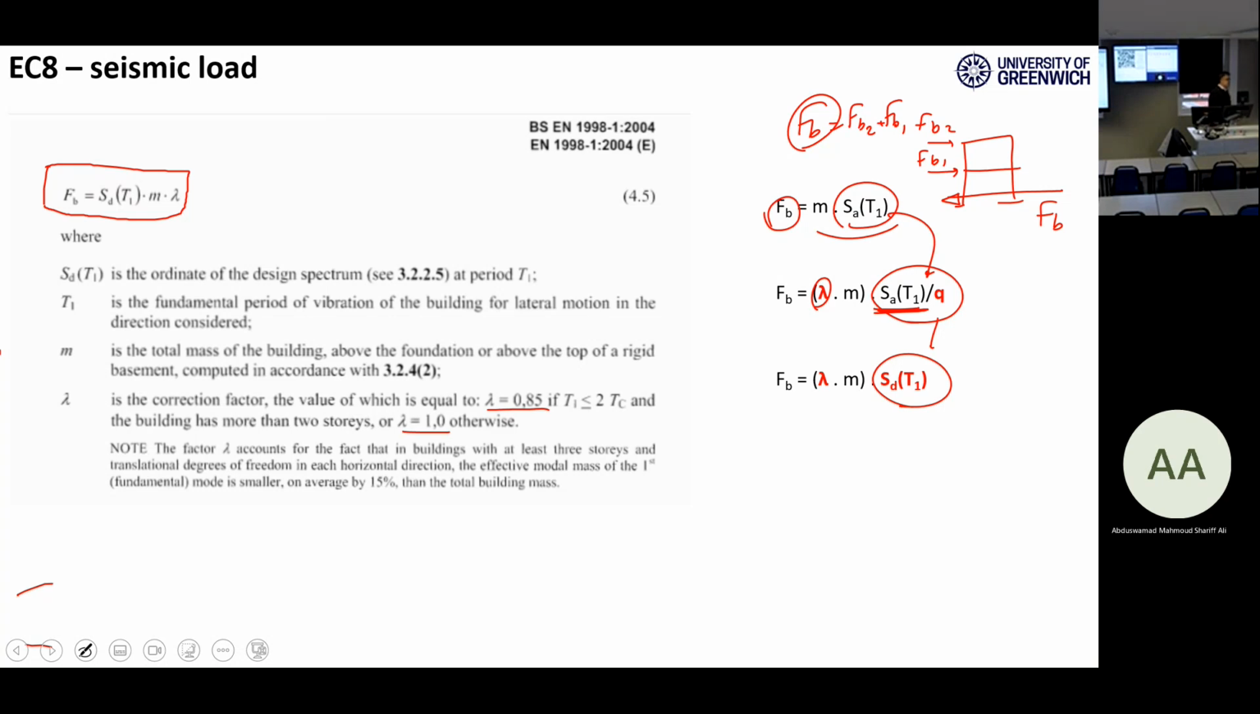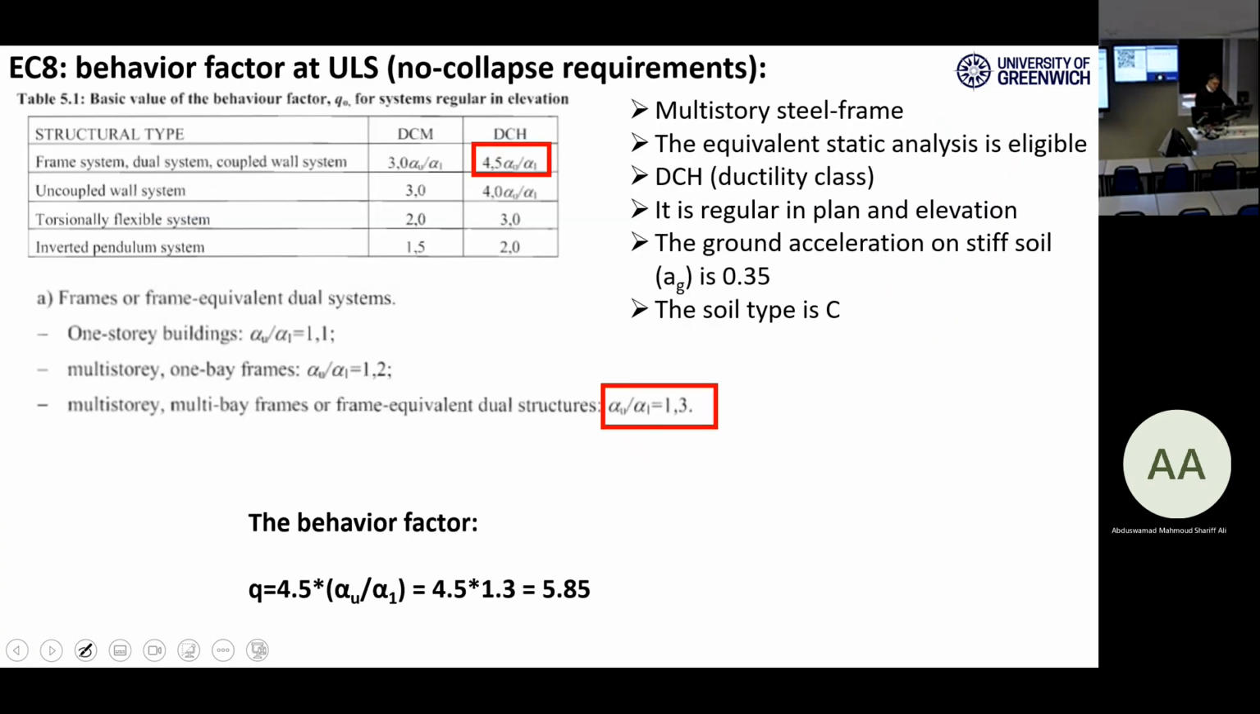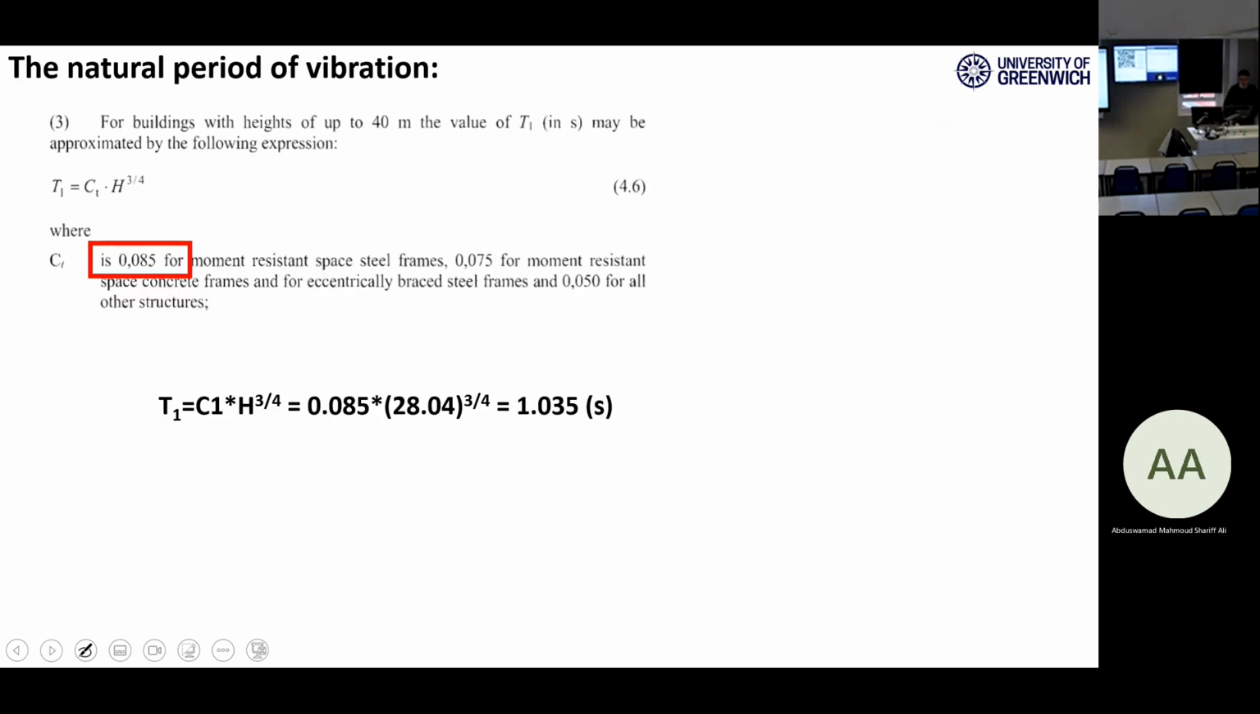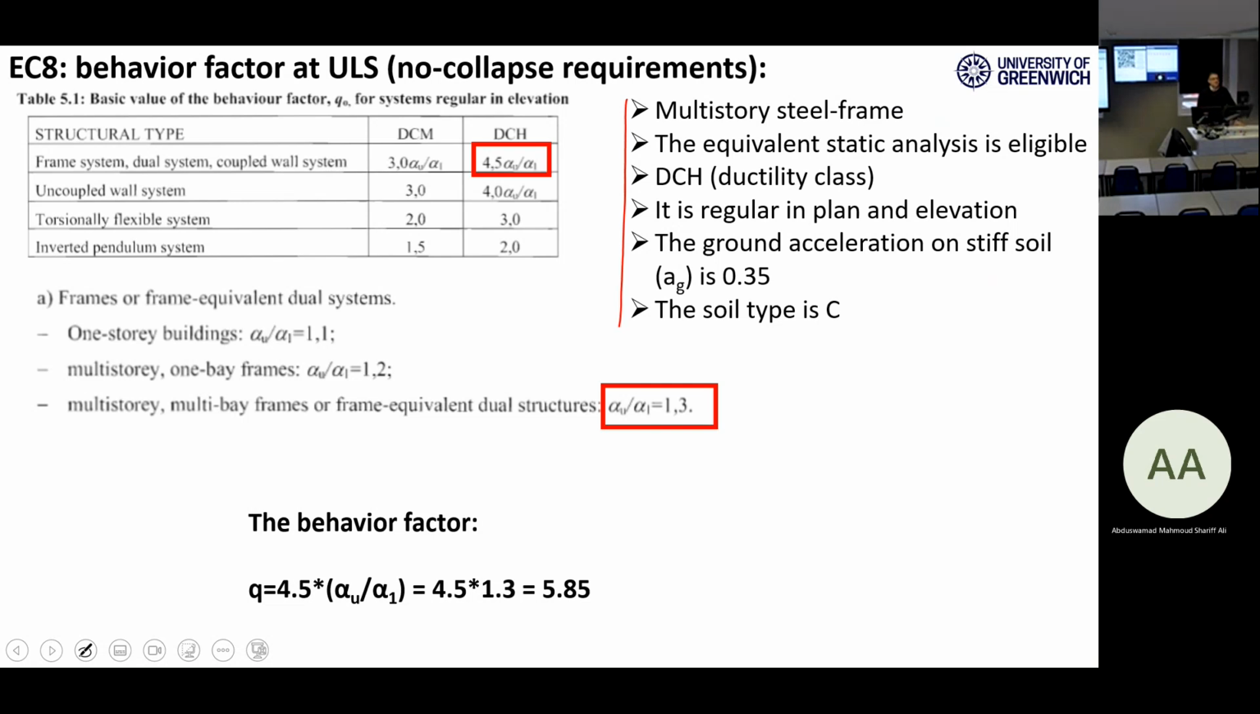I want to give you an example based on the Eurocode of how we can use this formula. Okay, very simple one. It's just using some tables and formulas. Like there is a table 5.1 as you see, and we are going to solve a problem. We have some assumptions for the definition of our problem. I've listed them here. I'm talking about a multi-story steel frame building. The equivalent static analysis is eligible.